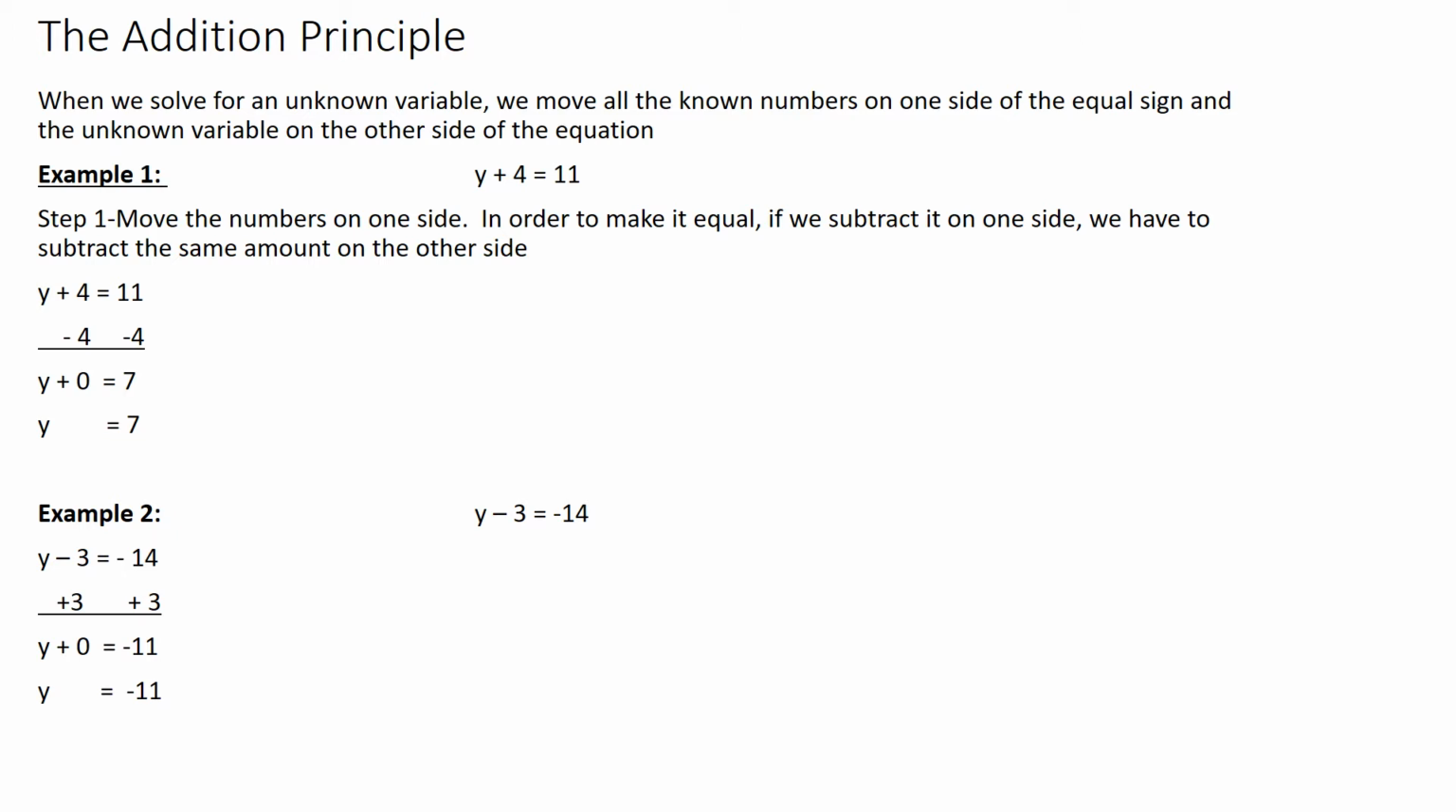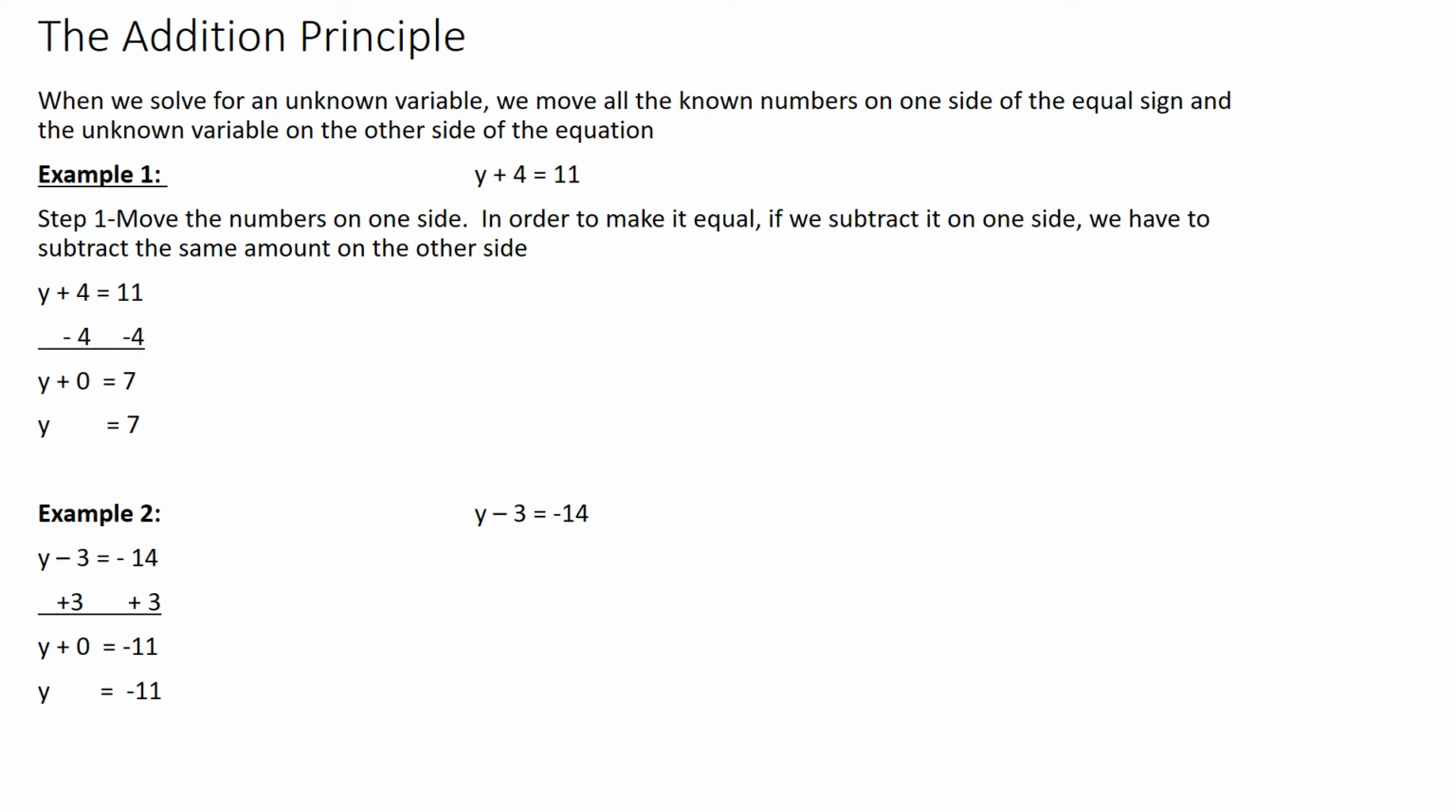So I'm going to subtract 4 on the left side. So I got y plus 4 equals 11. Subtract 4 on one side, but I have to have balance. If I do it to one side, I have to do it to the other. So I subtract 4 from the y plus 4. That just leaves me y plus 0, simply y. And I subtract that same 4 from 11 on the other side. 11 minus 4 is 7. So y equals 7.